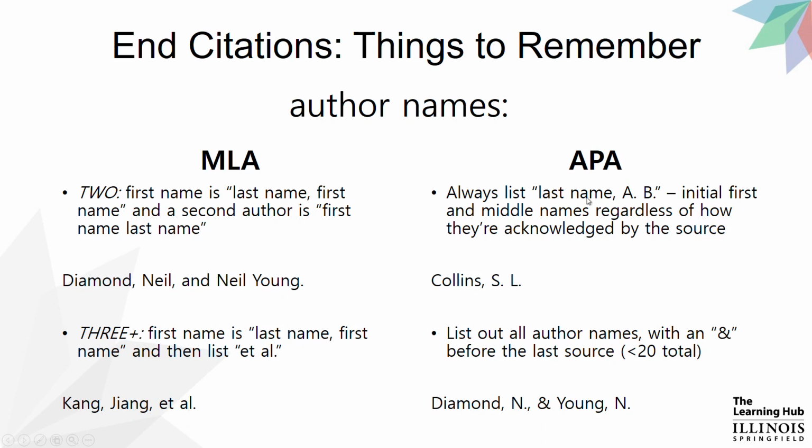In APA, you always list last name, comma, initials, the first and middle names regardless of how they're acknowledged by the source, and you list them all out. If you have 20 or more authors, you do it a little bit differently, but because that's not common at all, I won't necessarily cover that here. I'll just say that no matter how many author names you have, you always format them last name, comma, initial, period, comma, and then before the last author's name, you include an ampersand. So here we have Diamond and Young formatted, but you would insert all the other authors' names before that ampersand if you had 3 or more.